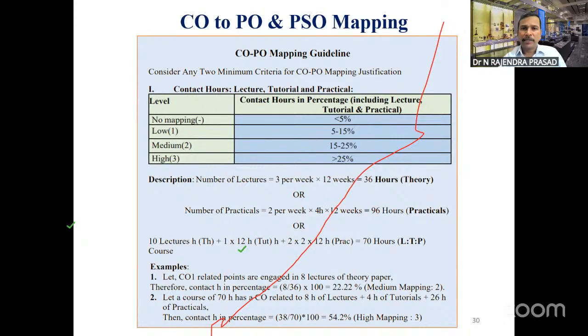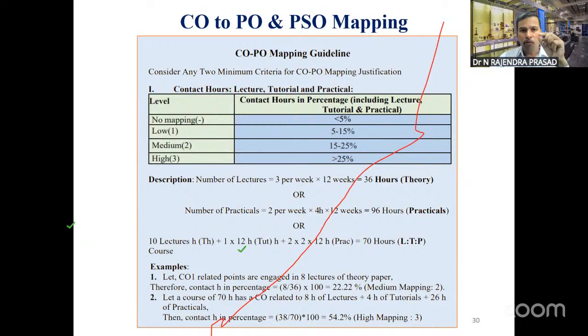A course has 3 units, so there are 3 COs. One course is taught for 48 hours, which means 1 unit will be completed in 16 hours. CO1 is related to the first unit, CO2 to the second unit, CO3 to the third unit. You simply assume it this way. So the first unit is 33.3% of the overall course, the second unit is 33.3%, and similarly the third unit.